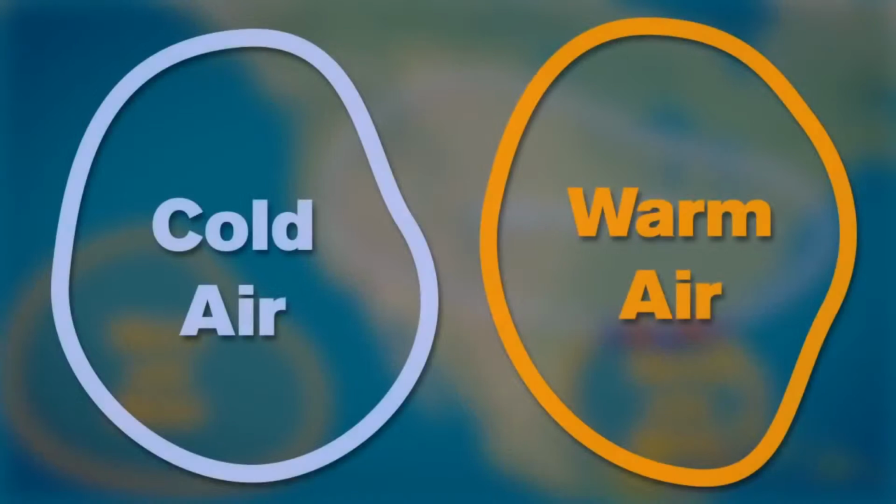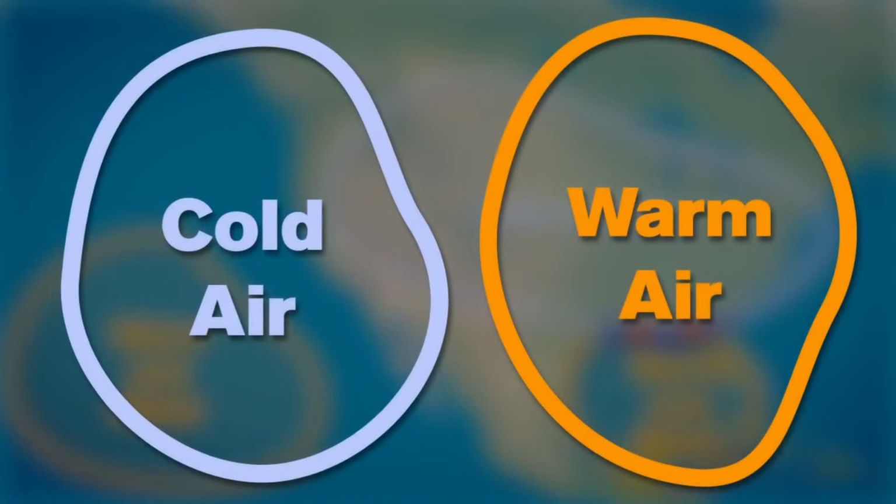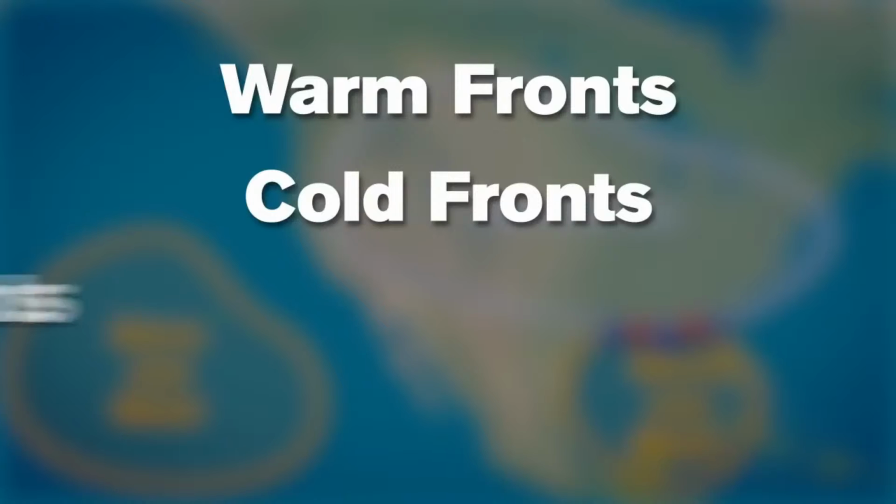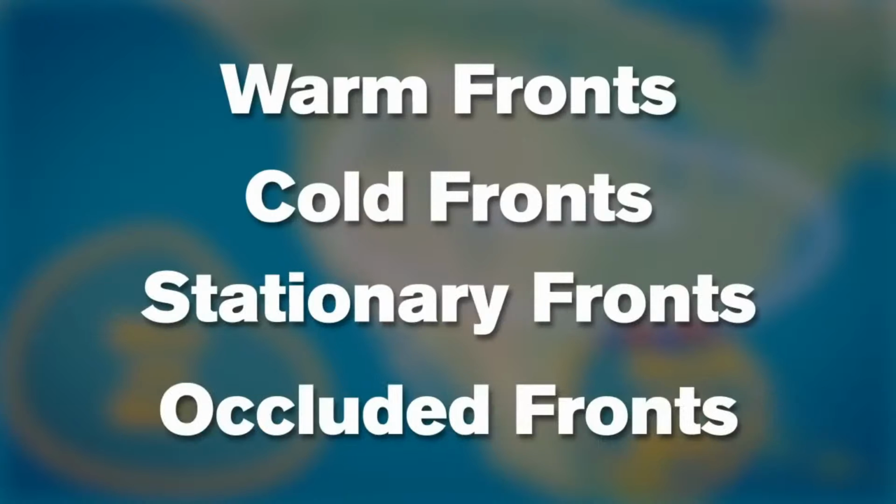Fronts are labeled in reference to the relative temperature of the air that is approaching and replacing the existing air mass. There are 4 types of fronts: warm fronts, cold fronts, stationary fronts, and occluded fronts.